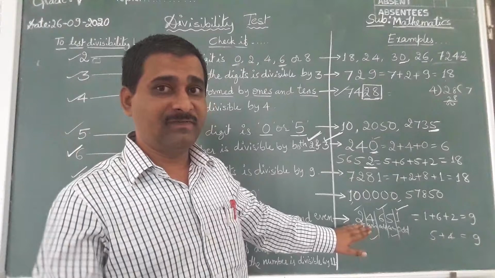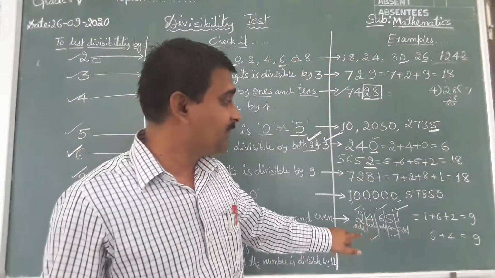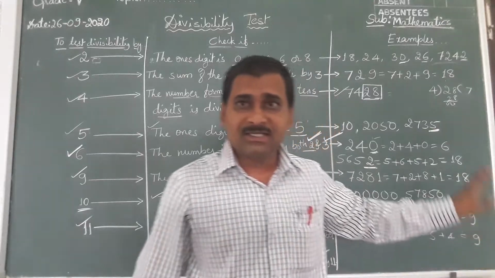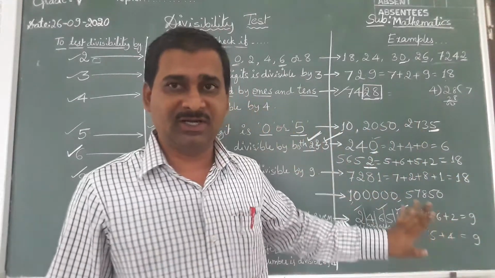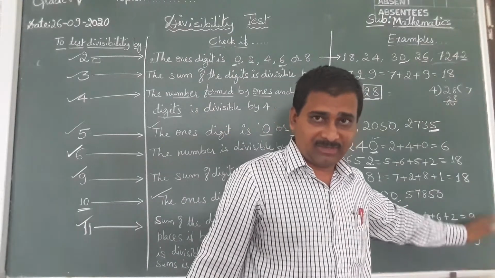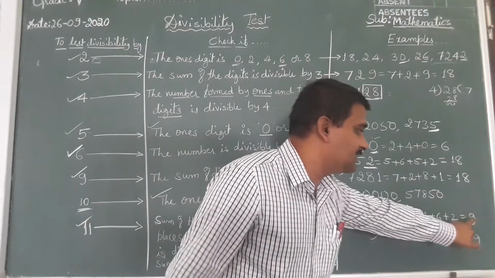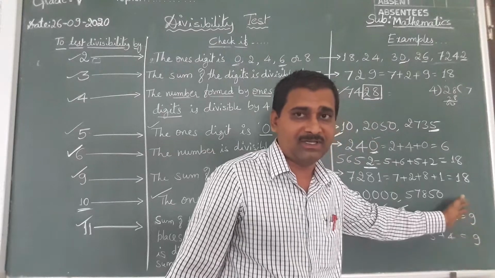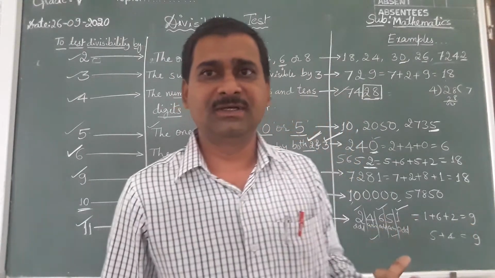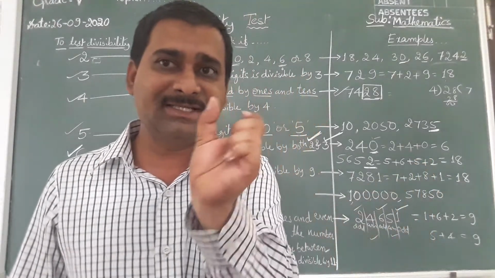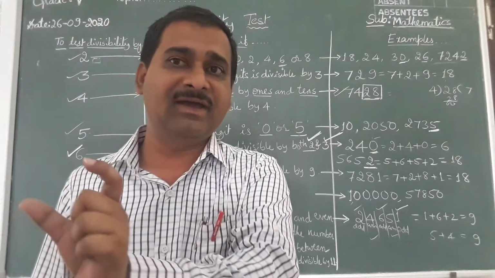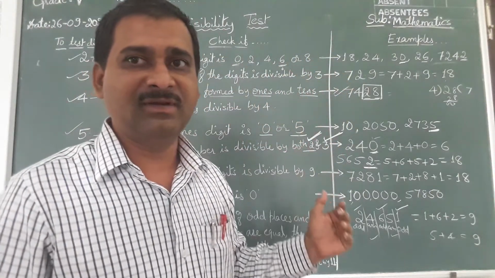One more question may arrive. What if you are not getting the same number? Suddenly don't decide that it is not divisible by 11. If you are not getting the same number here, then what you should do is subtract these two and find the difference. If that subtraction answer is divisible by 11, then the whole number will be divisible by 11.